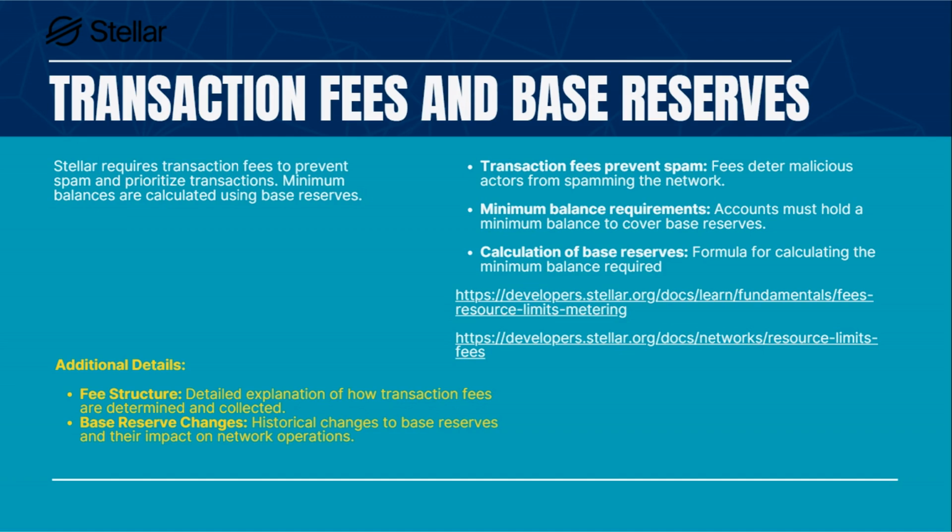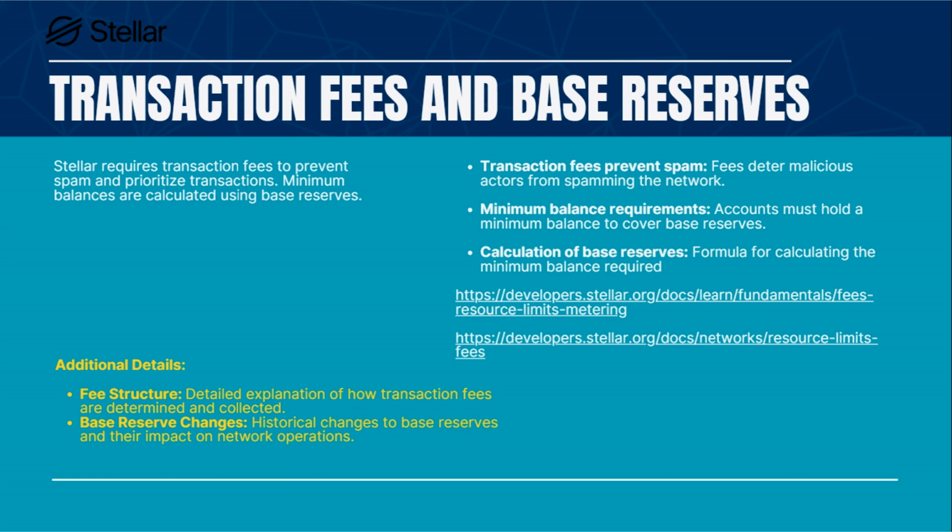Every account must hold a minimum XLM balance. This is what we call base reserves. This minimum depends on the number of ledger entries, the number of trust lines, the number of signers, and the data stored. More data equals a higher reserve requirement. This prevents unlimited storage abuse, ledger bloat, and spam account creation.